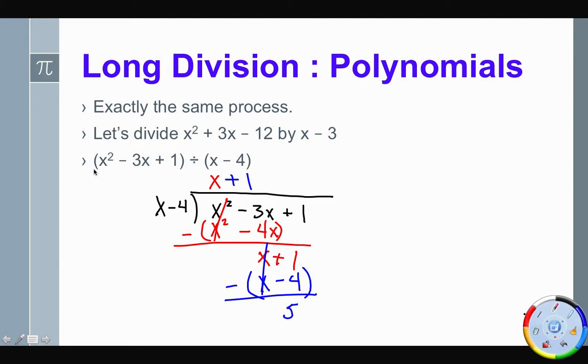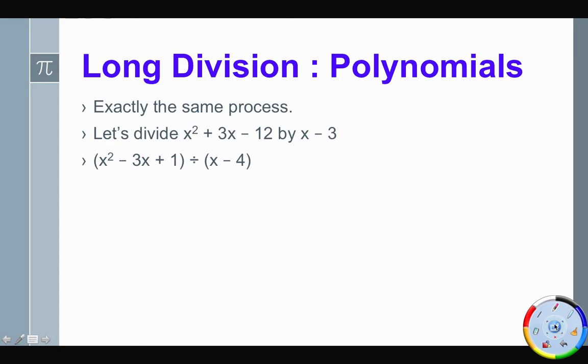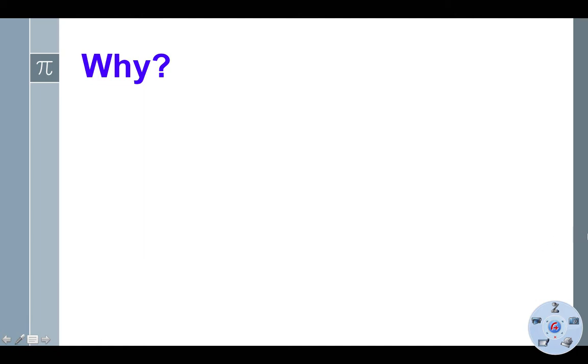So our answer is this polynomial divided by this polynomial is x plus 1 plus the remainder over x minus 4. And there we have it. That's our final answer for that one. All right, we can actually do any type of polynomial, whether it be quadratic divided by linear, or cubic divided by linear, or quartic divided by quadratic. The process is still the same.